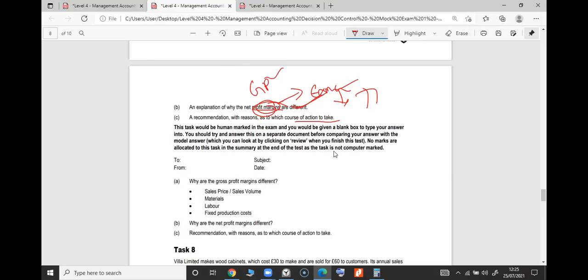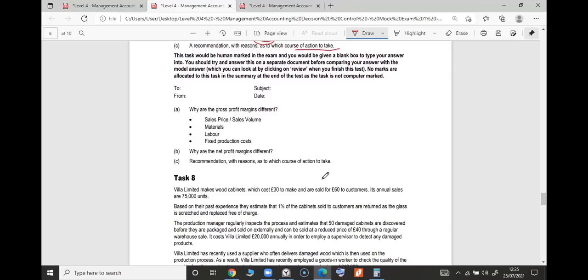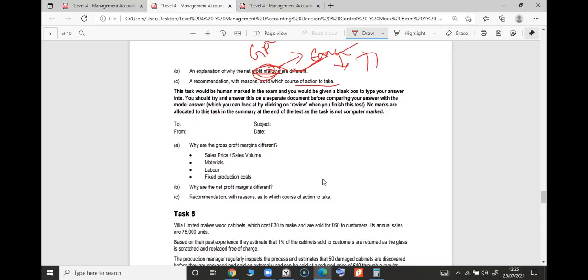Maybe option 1 or 2, you need to choose one of the actions. So this is an email, maybe, I'm not sure, we need to read it, or a memorandum. This task would be human marked. One of the examiners will be marking it in the exam, and you would be given a blank box to type your answer.